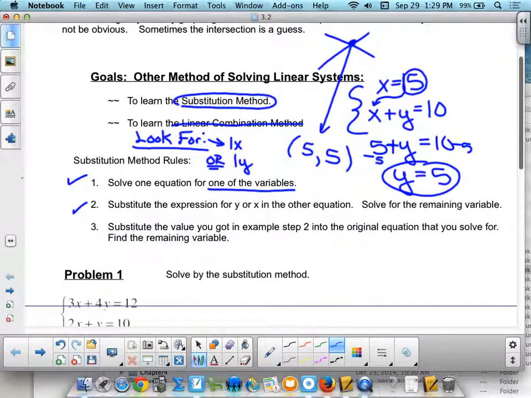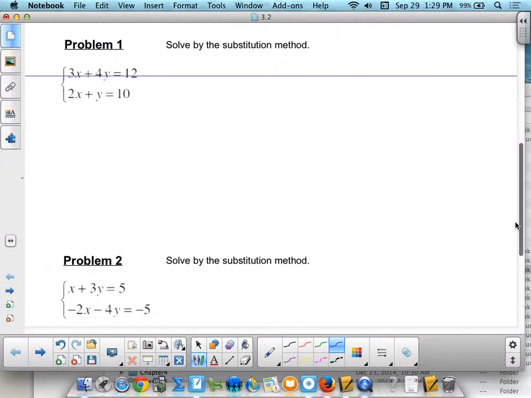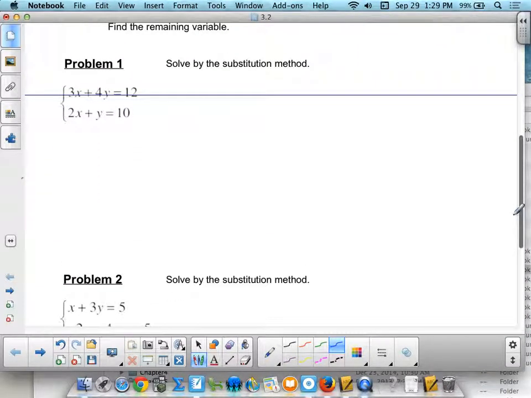I got y equals 5. I'm doing everything this says to do. And then I'm not going to talk about step 3 because you'll see what it is in just a second. All right, here we go. Ready? I know you can't see this very well, but on your paper you can.